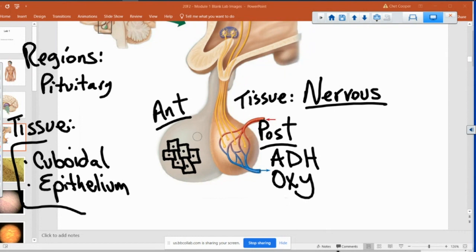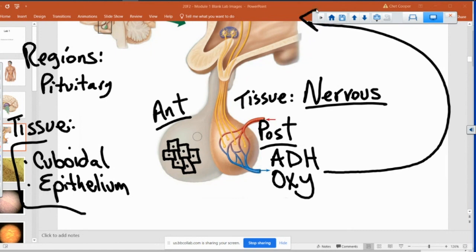But I need you to know something about these two hormones. Because remember what I said about the posterior, it's the rule breaker. And it really is. It breaks more than one rule. Not only is it a different tissue type, but it is the only gland that we will study that does not make hormones. It doesn't make anything. So look what I'm going to write.